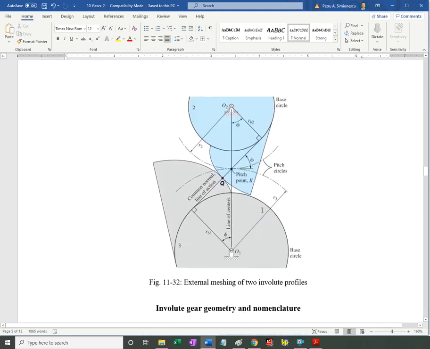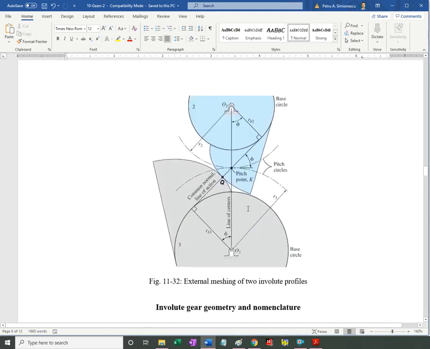Okay, so essentially we looked at this figure in motion. I talked about pressure angle. That's some angle of the generating rack, but a pressure angle is measured at the pitch point, and is the angle between the common tangent to the base circles and common normal to the pitch circles when their contact point coincides with the pitch point.